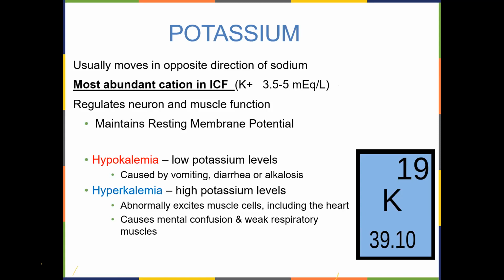A patient that has been vomiting a lot or experiencing diarrhea a lot, or has moved into a state of alkalosis where their blood pH is climbing above 7.4, they're becoming more alkaline, tends to be in a hypokalemic state. The more vomiting and diarrhea your patient has, the more potassium they're going to lose. If they are in an alkaline state, they're going to be losing potassium. Hyperkalemia, we are retaining lots of potassium.